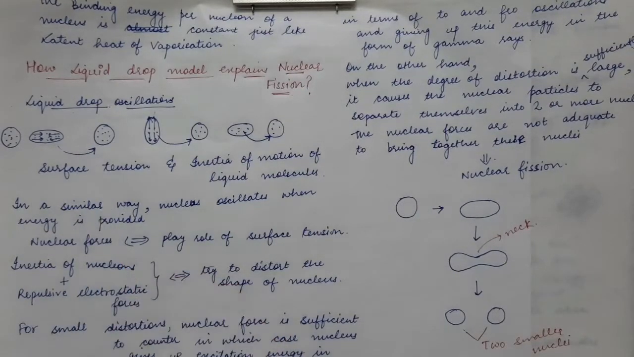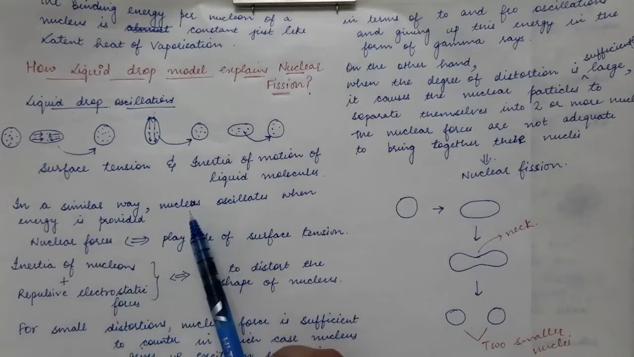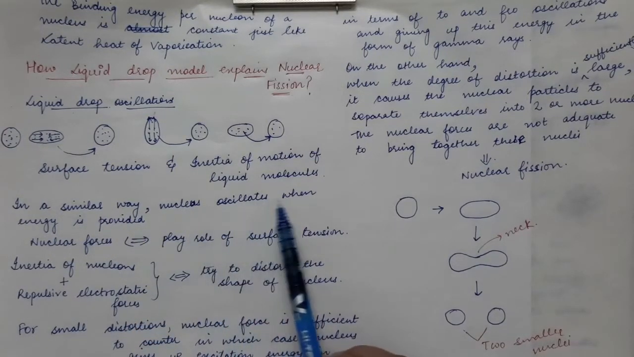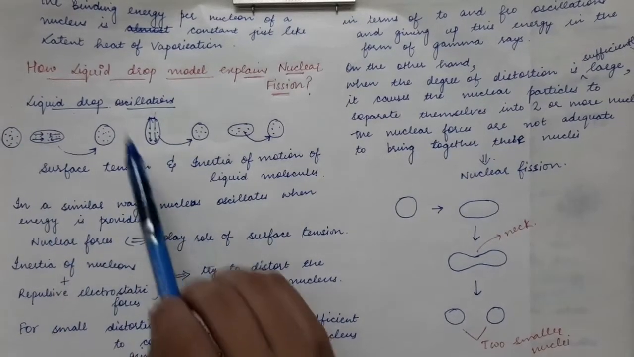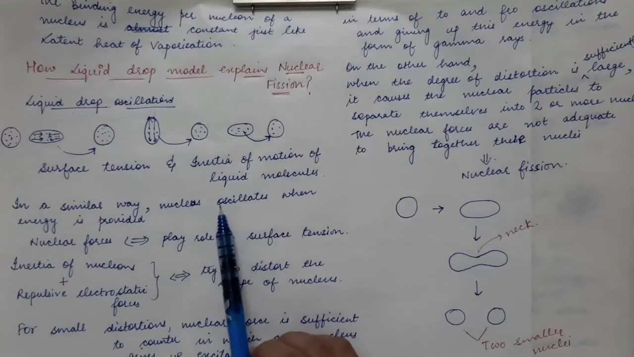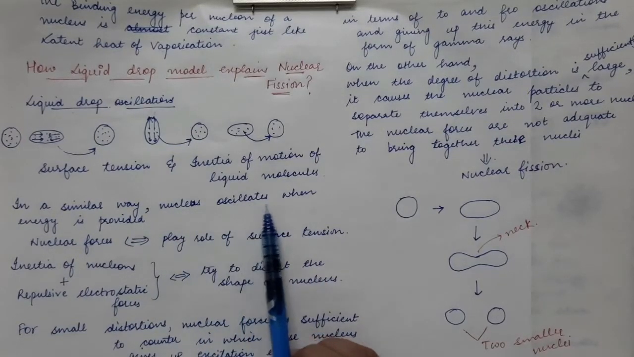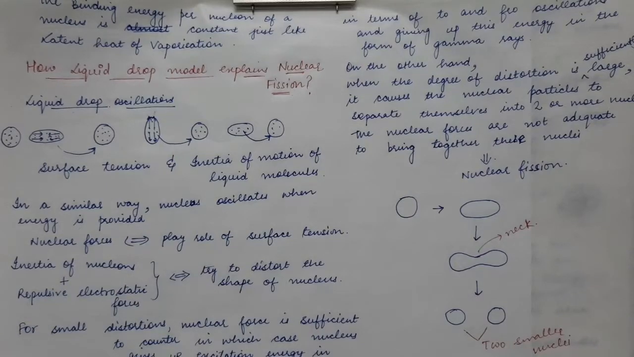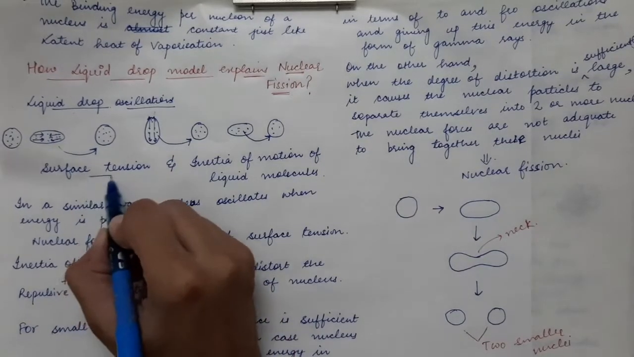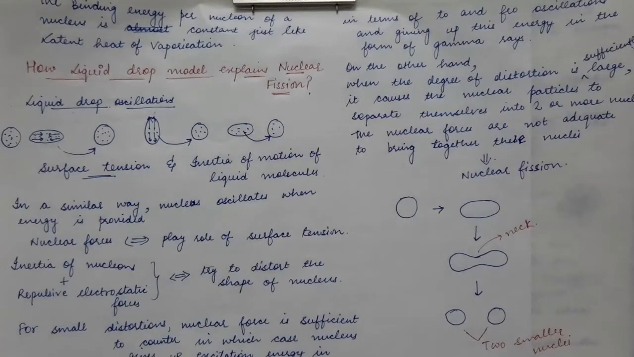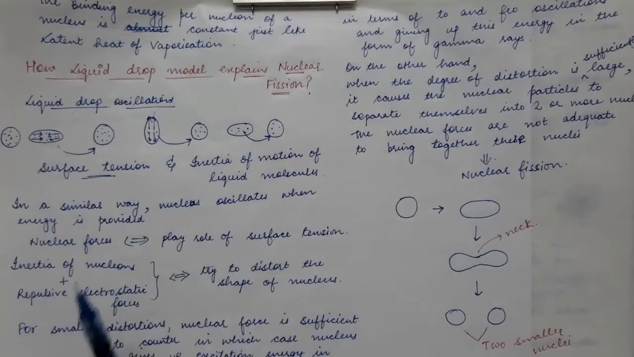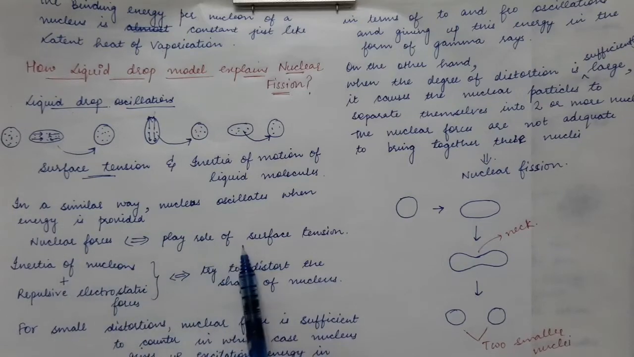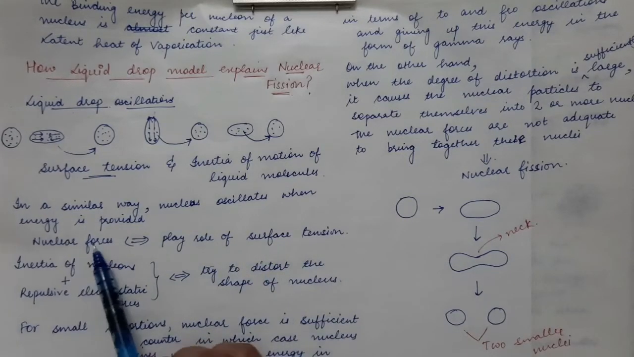Now this was the case of a liquid drop. In a similar way, the nucleus oscillates when energy is provided. So the nucleus is similar to a liquid drop, and it will also oscillate when energy is provided to it. So what is the force instead of surface tension? Surface tension is the attractive force which acts in case of a liquid drop, whereas in case of a nucleus, the nuclear force will play the role of a surface tension, because nuclear force is an attractive force.